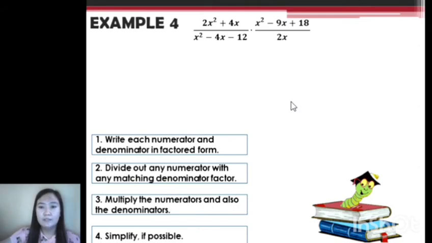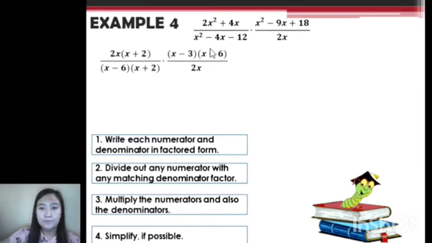For the fourth example, we have 2x squared plus 4x over x squared minus 4x minus 12 times x squared minus 9x plus 18 over 2x. Writing each numerator and denominator in factored form, that is equal to 2x times the quantity of x plus 2. The common factor of this algebraic expression is 2.